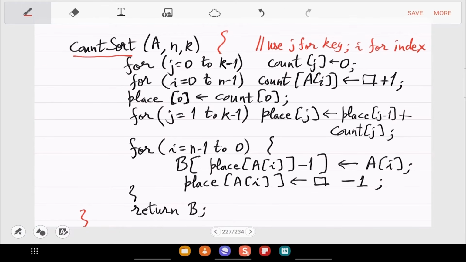Is this clear? So this is the example we saw, and you can see now the pseudocode in all the details. So what is the time complexity? There are just a bunch of for loops, right? Just 1, 2, 3, 4 scans. These are just 4 scans, total n plus k.